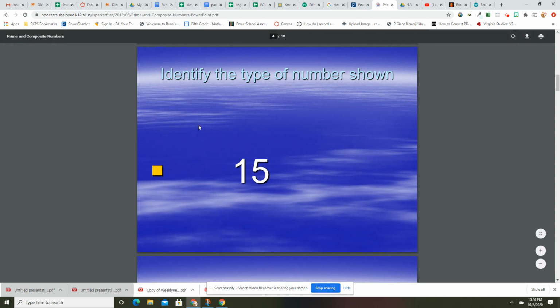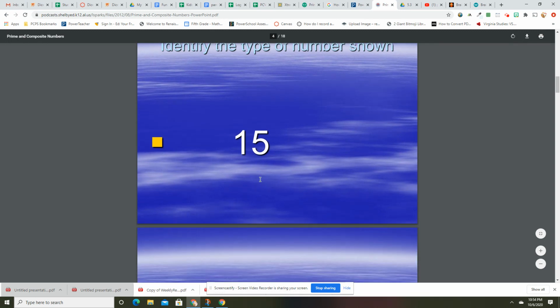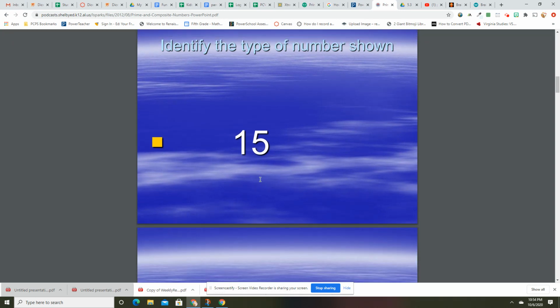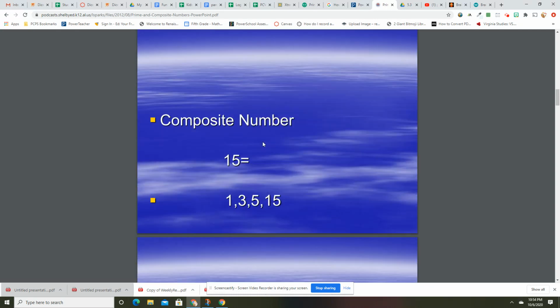Moving on. Let's look at 15. It's not even, so we're going to have to think about its factors. Does 15 have factors other than 1 and 15? Yes, it has 3 and 5. So it has 1, 3, 5, 15. Is it prime or composite? It is composite. 15 has these factors right here, which makes it composite.